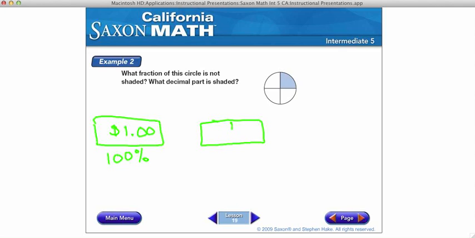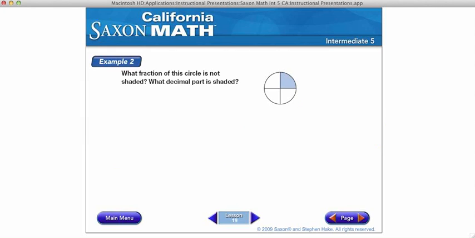If you only have 50 cents, or half of a dollar, then you have 50%. If you have a dime and you have 10 cents, you have 10%. So think about money when you start thinking about percentages. It makes it a little bit easier. Okay, so let's look at example 3.